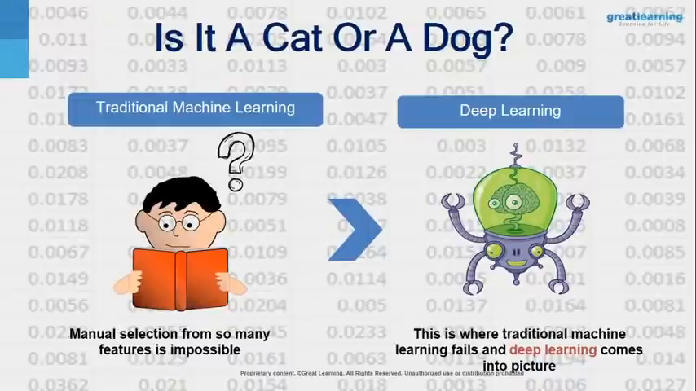So in that case, deep learning comes into the picture, and deep learning helps us do the feature extraction part. It helps us identify which features actually help our model to work. That is where deep learning came into the picture.